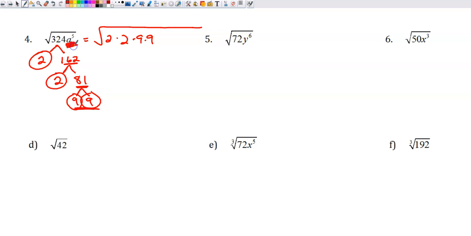Well, I can just do the same thing with these a to the fifths. All this a to the fifth means, sorry, my phone's going off.